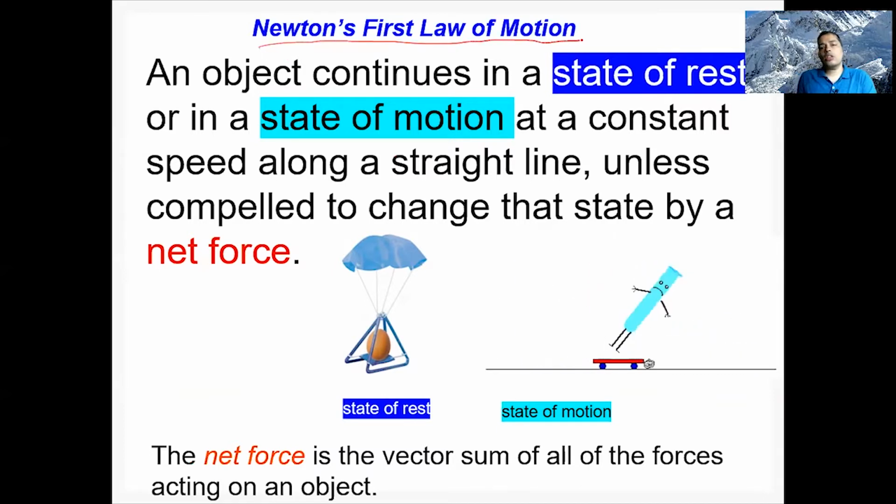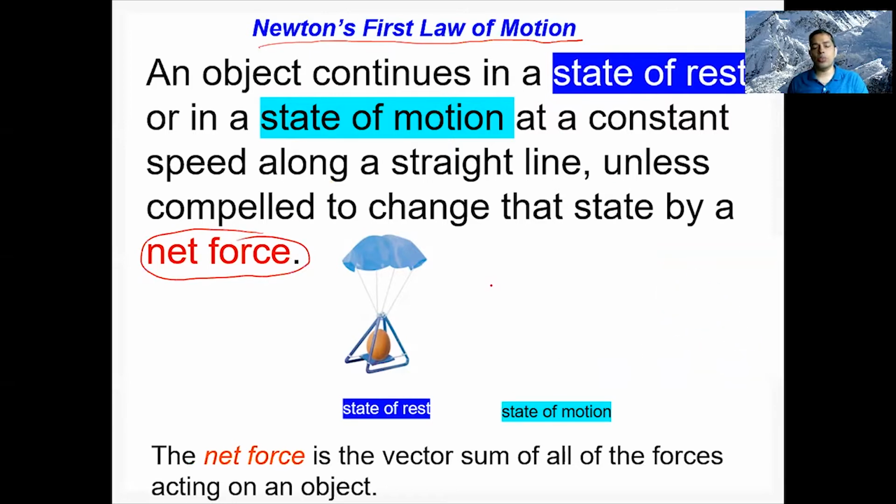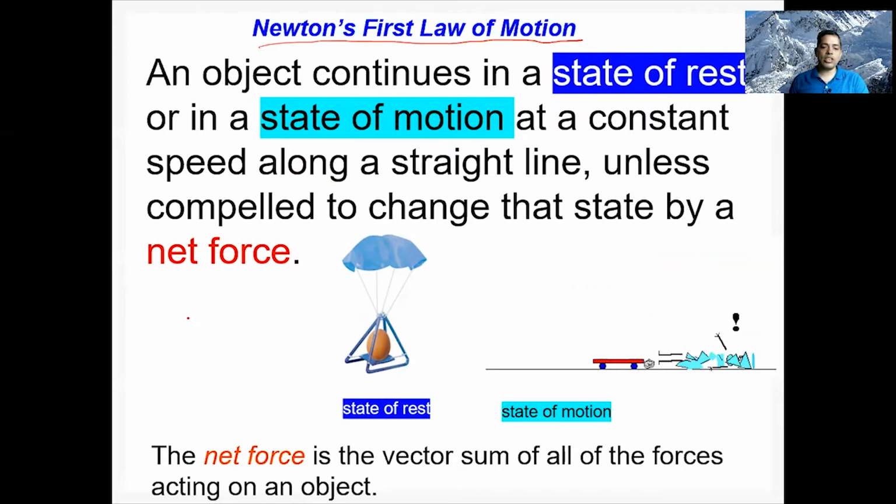What does the first law tell us? An object continues in a state of rest or in a state of motion at a constant speed along a straight line unless compelled to change that state by a net force. That's Newton's first law of motion. There are two parts here: one is the state of rest, the other one is motion.